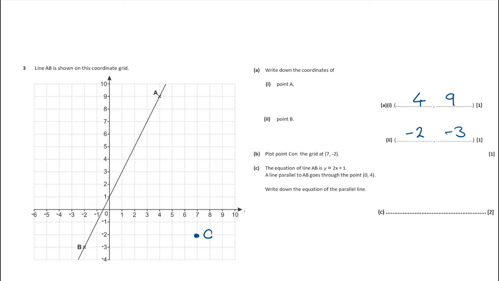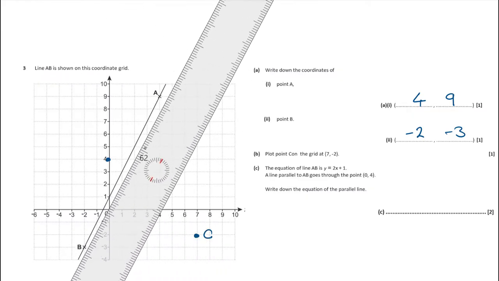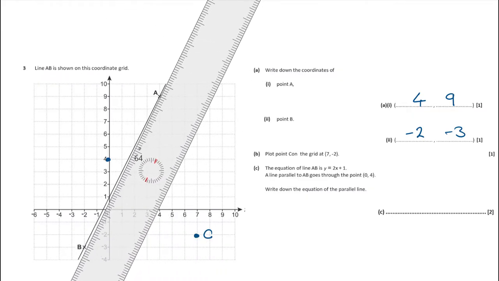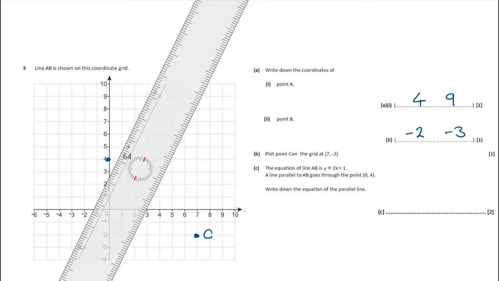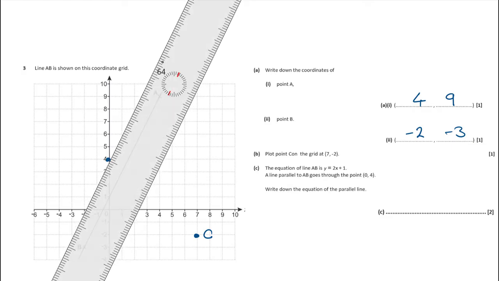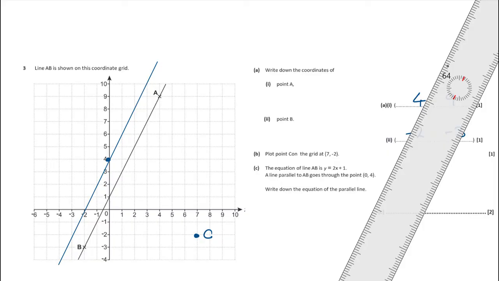And then part C says the equation of the line AB is y equals 2x plus 1. A line parallel to AB goes through the point 0, 4. Write down the equation of the parallel line. Well, the point 0, 4 is this point here, isn't it? If I was to draw the line parallel to AB, it's quite easy to do on my computer because I can just get the gradient to match and then push my ruler up a little bit. You see? So that's the line parallel to AB going through the point 0, 4.